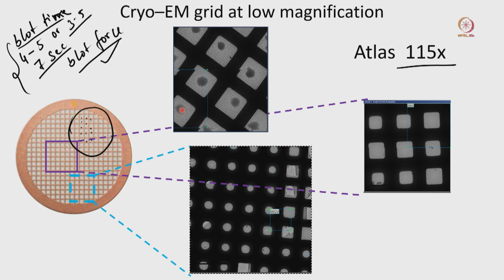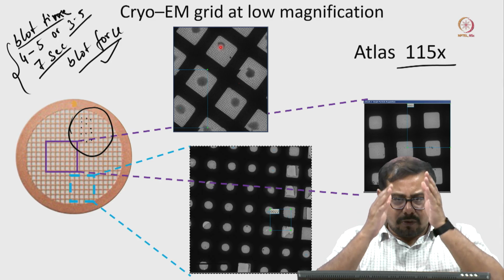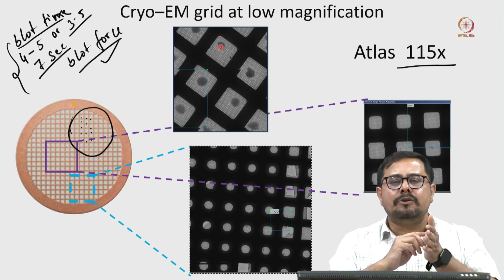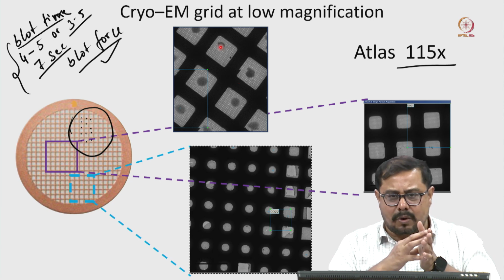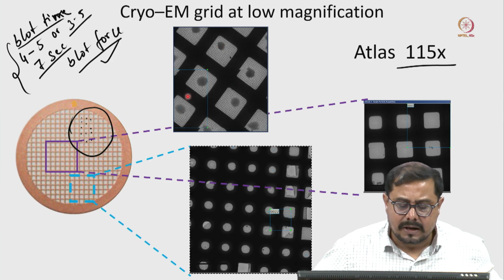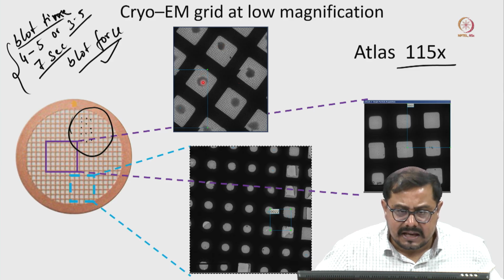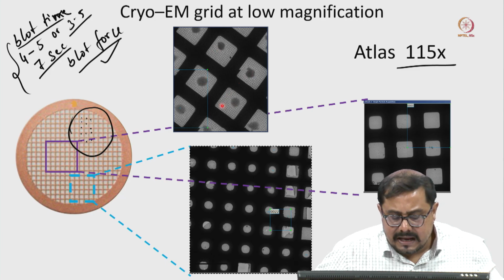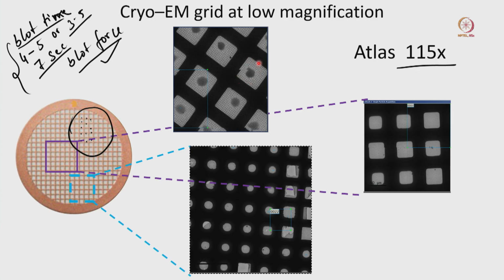That black patch is basically where the buffer didn't get blotted properly. When we plunge it, if it is not blotted properly, the liquid will stay there, and everything will be deposited in that particular square and make a black patch inside that square. Here we are looking at thick ice, and the electron beam cannot pass through this thick ice, and that is why it appears black. And these are the areas where we can see the holes also.